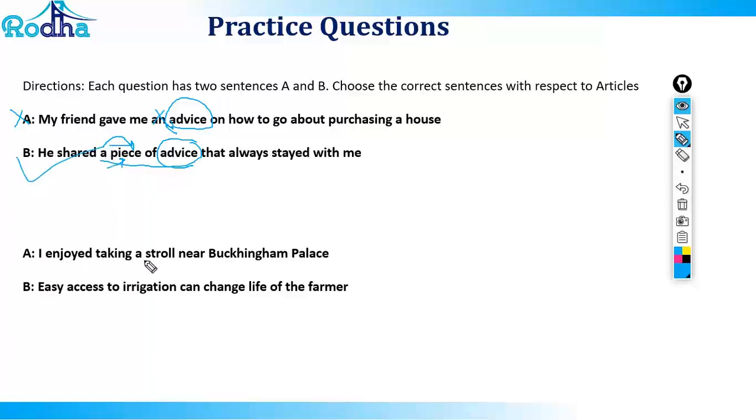Next one says, I enjoyed taking a stroll near Buckingham Palace. You're referring to a specific palace, Buckingham Palace, so it needs to be preceded with the article the. So there needs to be an article here. Easy access to irrigation can change life of farmer. Which life are you referring to? In general people's life? No, we are referring to the life of the farmer, which means again we need the definite article the in this case. So this option is also wrong. I hope this is clear. Move on to the next one.